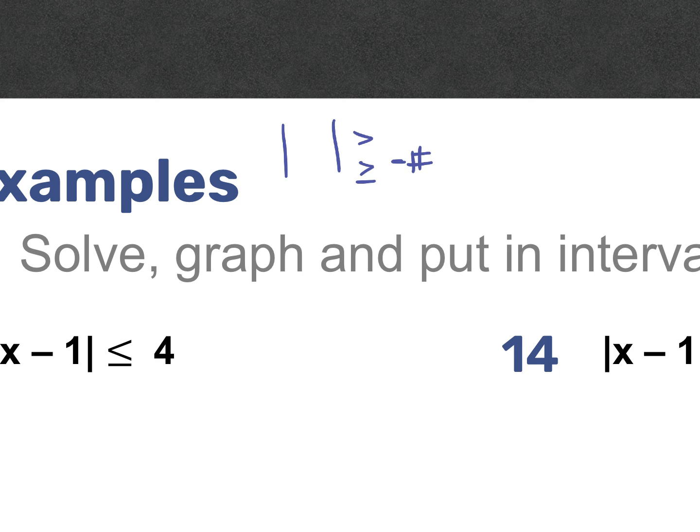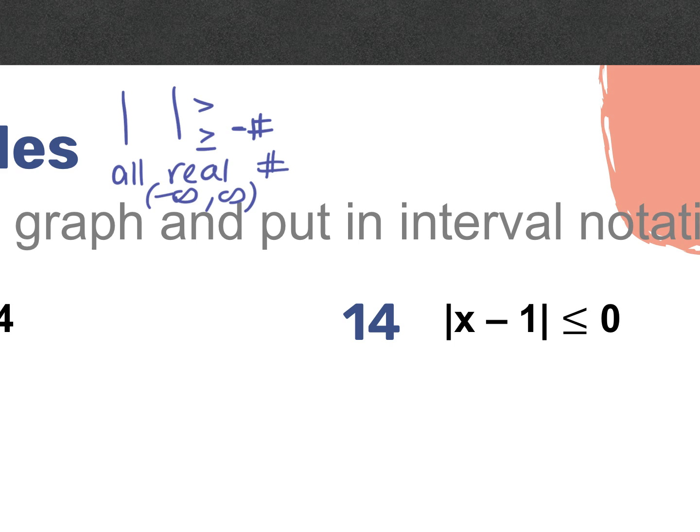And those things are always going to be greater than or equal to a negative number. I'll show you the other way around it when you go to graph it. But this would be an all real number scenario. All real numbers is -infinity to positive infinity in interval notation. If it said the absolute value of something was less than or equal to a negative number, what's true about that? No solution. So you would literally write no solution there.